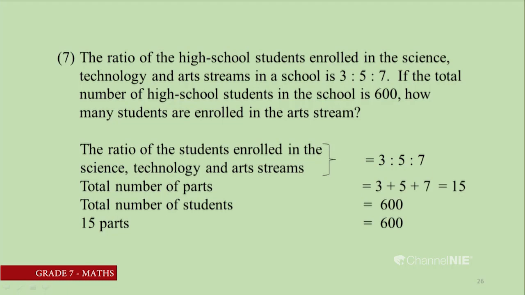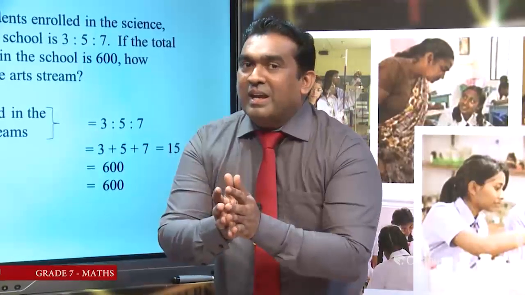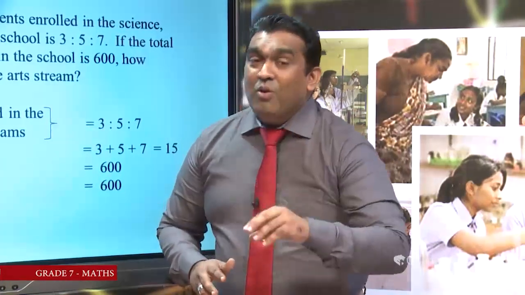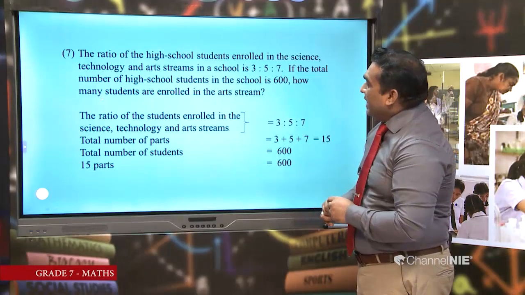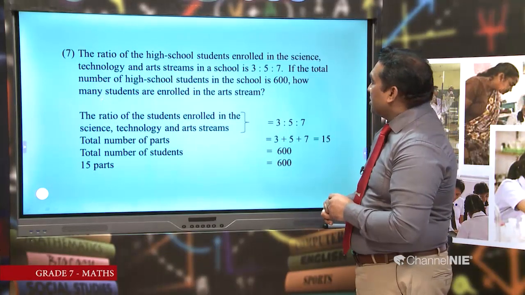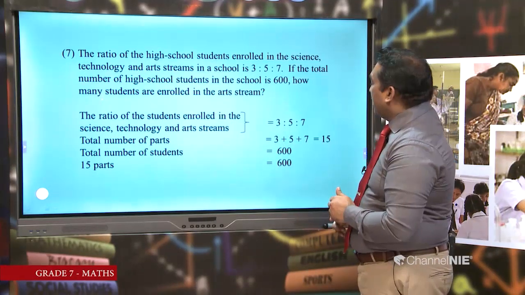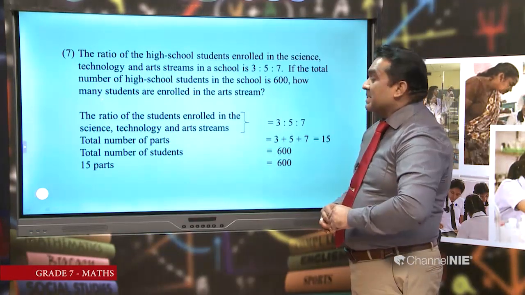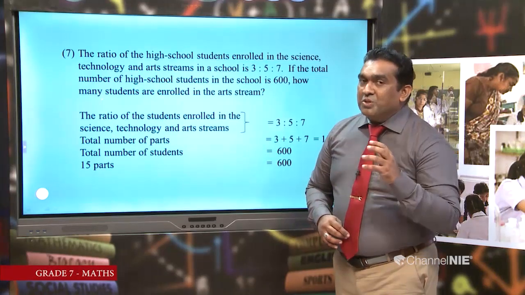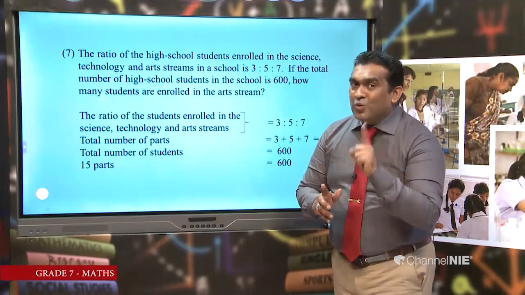In dividing in a ratio, what is the main concept? You have to find out the total number of parts. Then divide the whole amount by the total number of parts, then you have the value of a part. Here the ratio of the students enrolled in the science, technology and art streams is 3 to 5 to 7, total number of parts 3 plus 5 plus 7, 15. Total number of students 600, 15 parts go to 600. Then find out the value of a part, one part or unit.